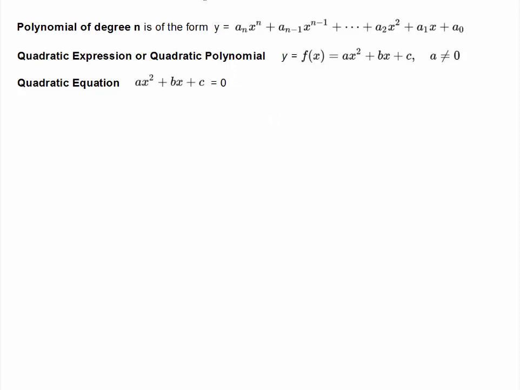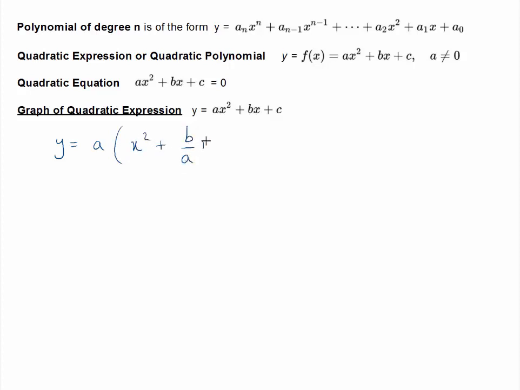Now next let's see the graph of the quadratic expression y equals ax square plus bx plus c. Now to see which graph this quadratic expression represents, we need to make it a perfect square. So we will rewrite the equation y equals, we will take a common from the first two terms, we will get a times x square plus b by a x, and then plus c.